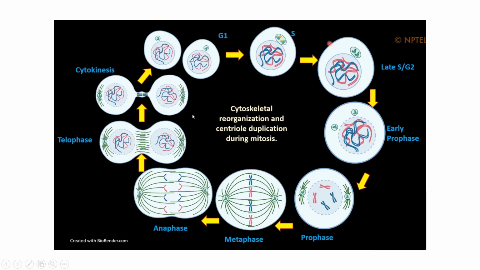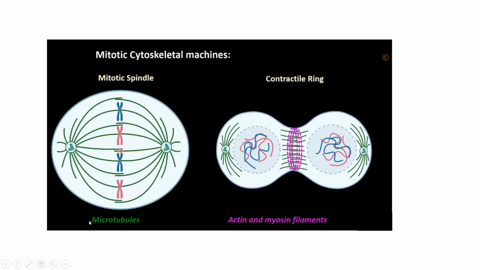This is in general the overall picture of cytoskeletal development. The mitotic cytoskeletal machines are the mitotic spindle and the contractile ring. Microtubules are present here, and the actin and myosin filaments help in the formation of the contractile ring around the cell.